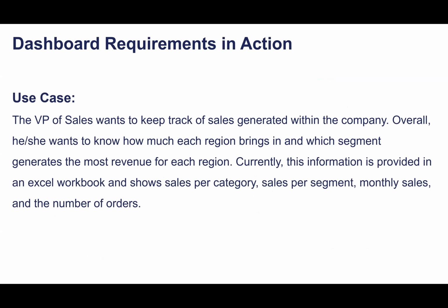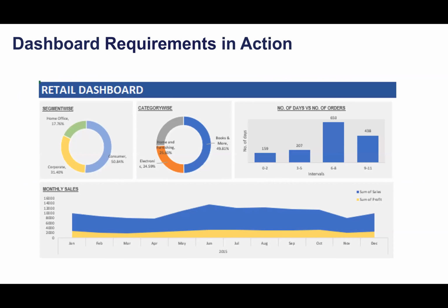So let's walk through an example of how I would use this on a day-to-day basis. The VP of sales wants to keep track of sales generated within the company. Overall, he or she wants to know how much each region brings in and which segment generates the most revenue for each region. Currently, this information is provided in an Excel workbook and shows sales per category, sales per segment, monthly sales, and the number of orders. And here's an example of what that looks like, right? This you can't update. It's a very manual process. It's hard to share out with the regional leads.